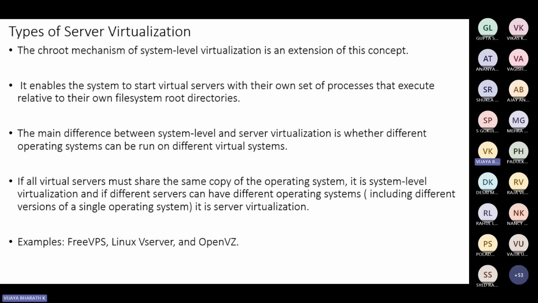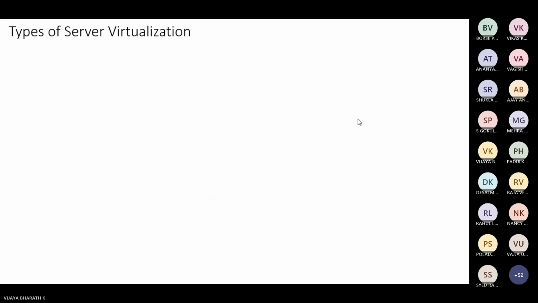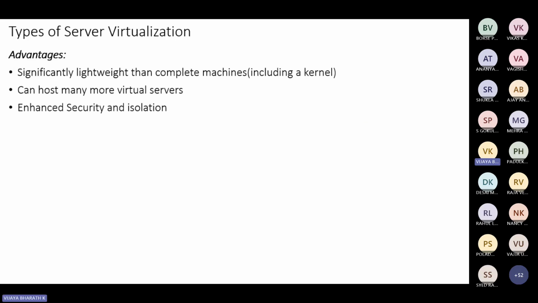Examples are Virtuozzo, Linux VServer or OpenVZ. For example, in system level virtualization you can host only a single OS type on top of the devices, whereas in server virtualization you can run multiple operating systems on top of it, because under that you have the abstraction of hardware. The advantage is that it is significantly more lightweight than a complete machine, and you can host many more virtual servers. You can have enhanced security and isolation.